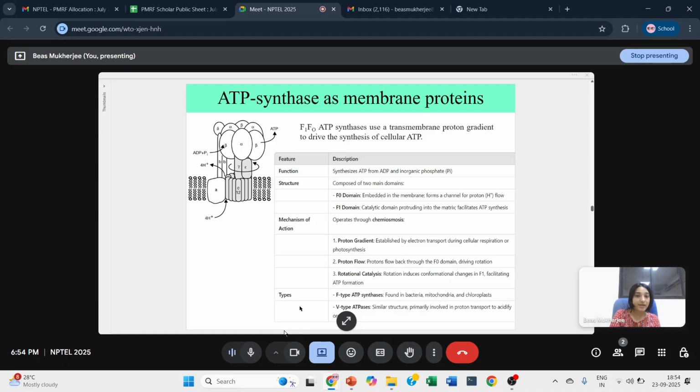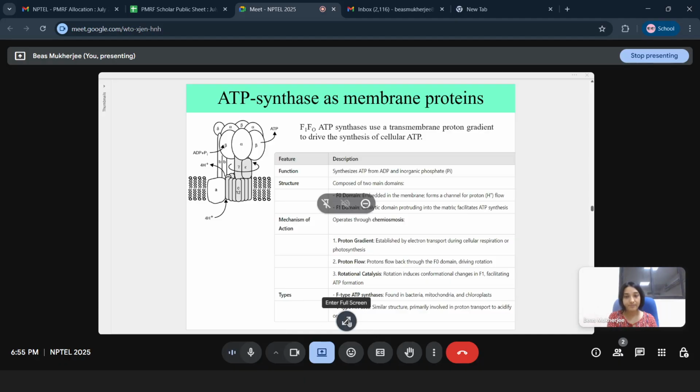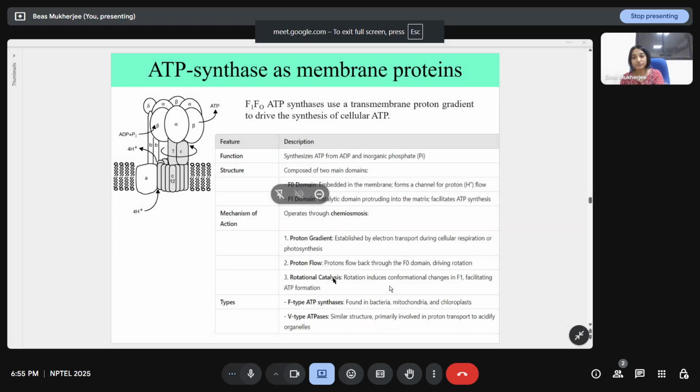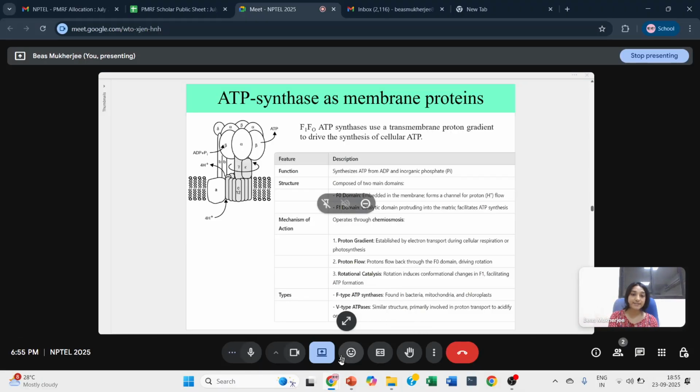F-type ATP synthase is found in bacteria, mitochondria, and chloroplasts, and V-type ATPase is primarily involved in proton transport across the organelles.